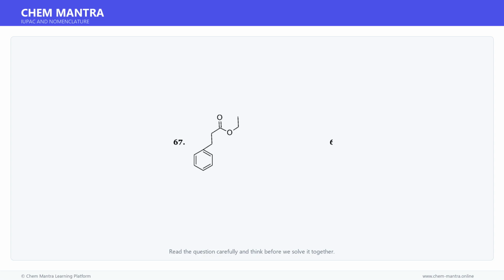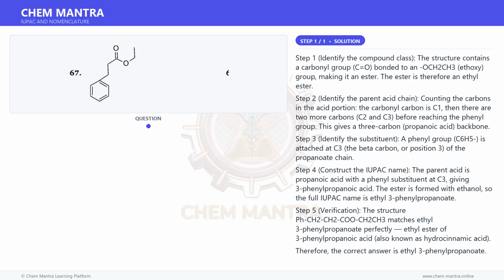Here is a question. Read it carefully and think about the answer. Let us solve it step by step. Let us begin solving this step by step. Step 1. Identify the compound class.